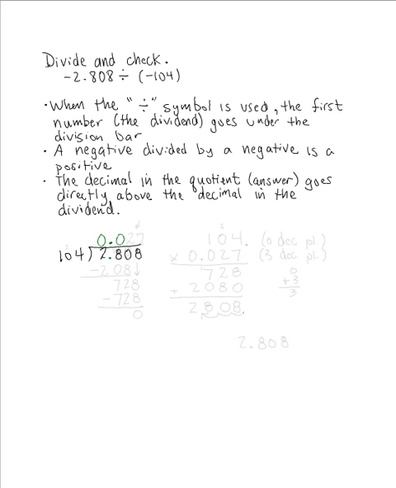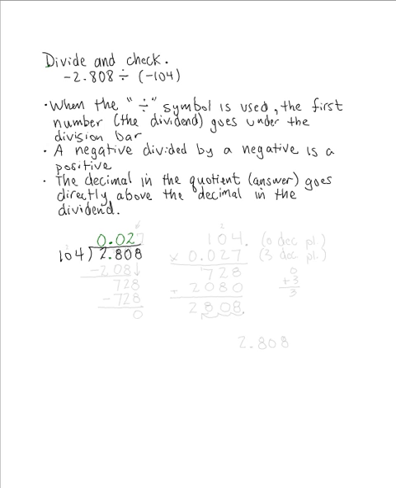Now we're considering 280. How many times does 104 go into 280? Well, 104 is pretty close to 100. 280, that's close to 300. It's less than 300. It's more than 200. So it's very likely that our answer here is either going to be 2 or 3. It turns out that 2 will be the correct answer. So let's go ahead and give that a shot. We'll write our 2 up here.